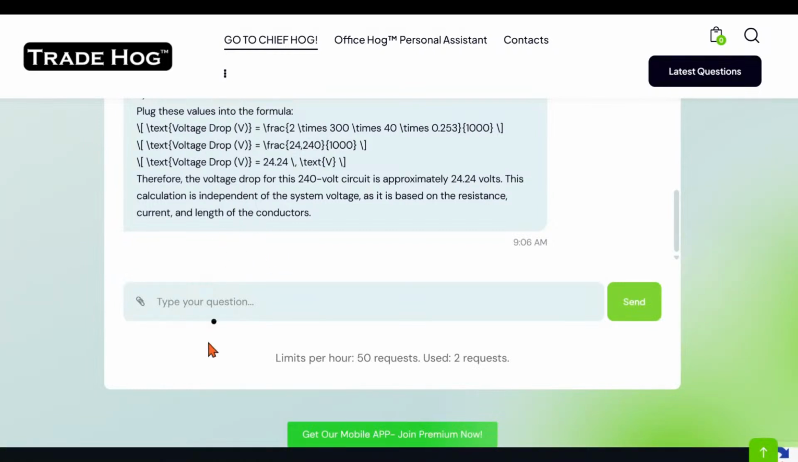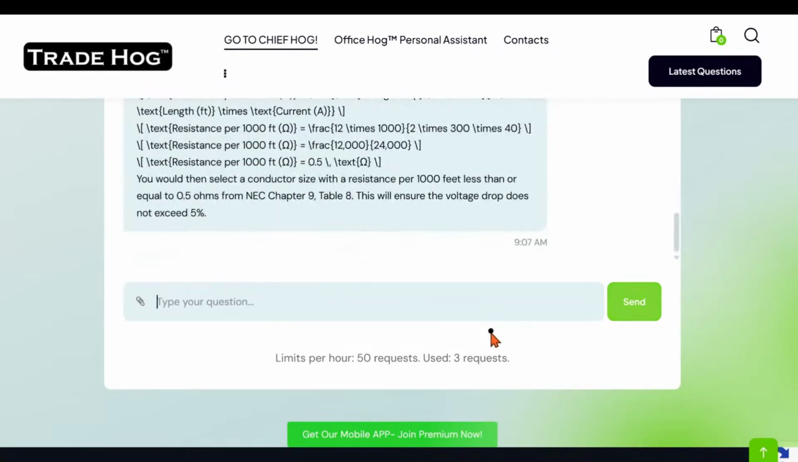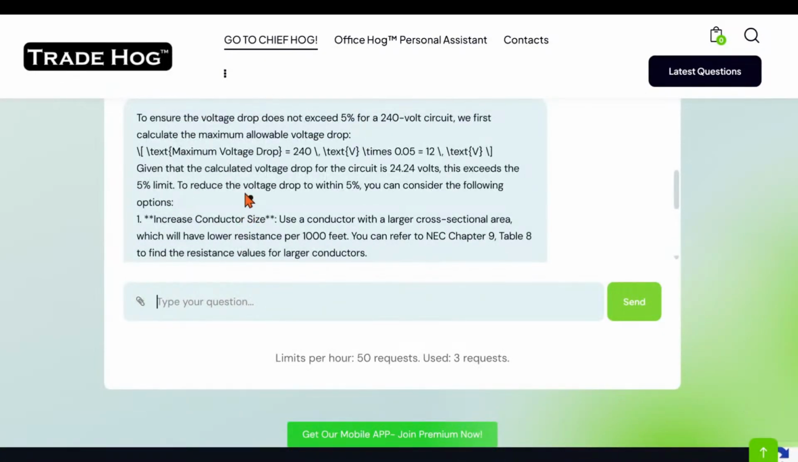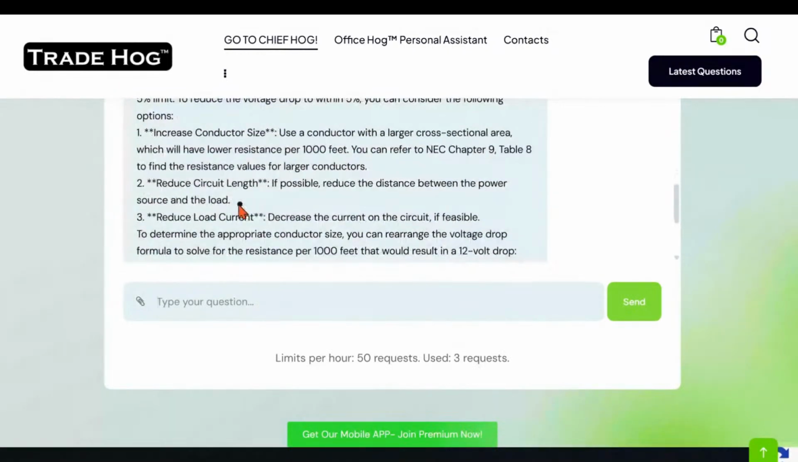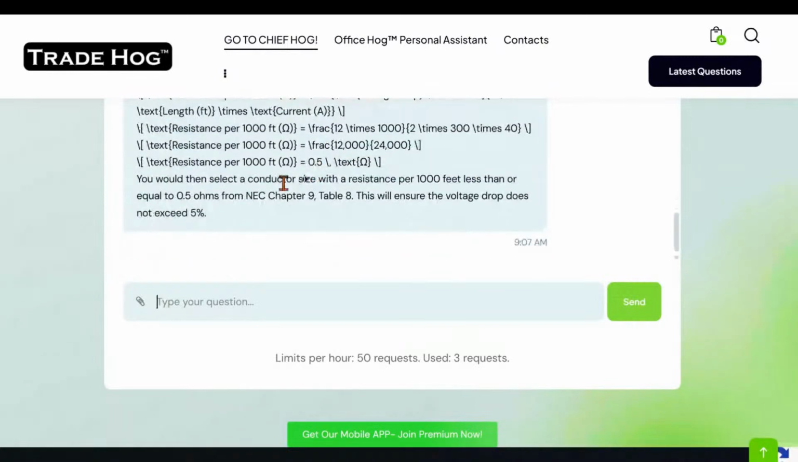All right, so let's see. Oh, wait a minute. What if we limit it to 5%? Let's see here. Am I still on it? Yeah, I'm still on the hog. Okay, say here, not exceed 5%. What does it say here? 5% of voltage, increase the cross-sectional area, reduce the circuit length. Oh, it's trying to do a further calculation to do that.